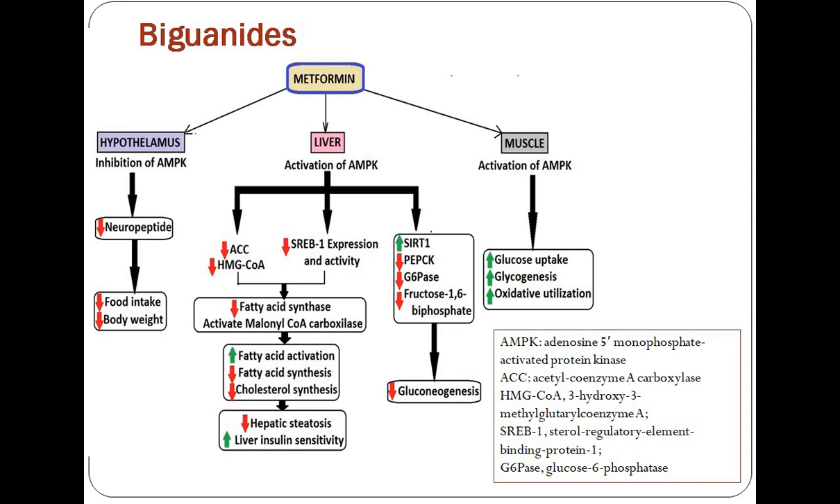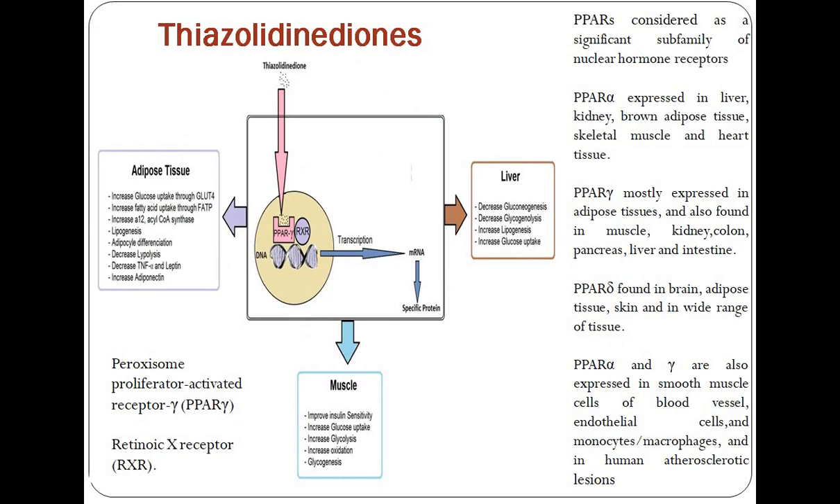In the muscle, it will cause again the activation of AMPK, so glucose uptake, glycogenesis, and oxidative utilization of glucose will be increased. So whenever biguanides are acting, they act like insulin. Insulin also, whenever we have discussed, we have seen this type of effect. Clear? Biguanides have a similar effect to that of insulin. It is increasing the insulin sensitivity, increasing the glucose uptake, glycogenesis will be increased, but gluconeogenesis will be reduced.